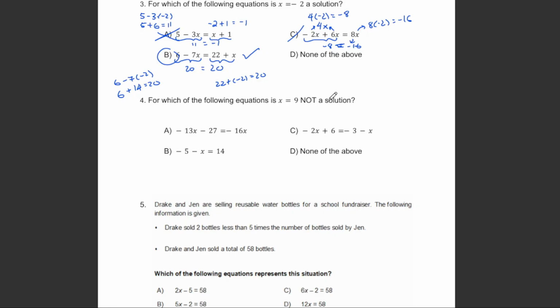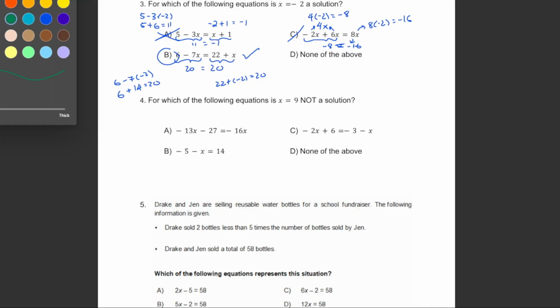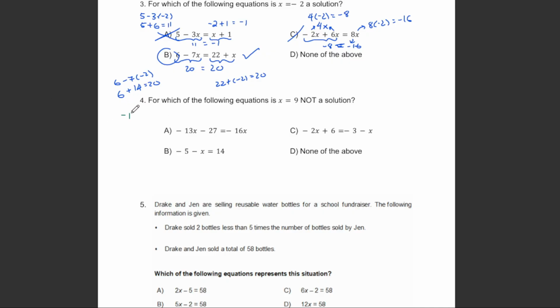All right, let's try A. Maybe I'll use a different color so I don't get confused with the work from question 3. Let's use green. We've got minus 13 times 9 minus 27 on the left, and on the right I've got minus 16 times 9. On the left, if you punch that into your calculator, you're going to get minus 144. And on the right, you also get minus 144.